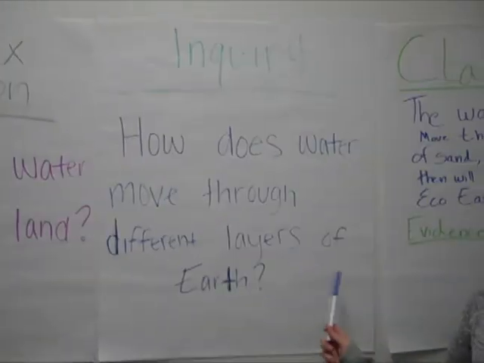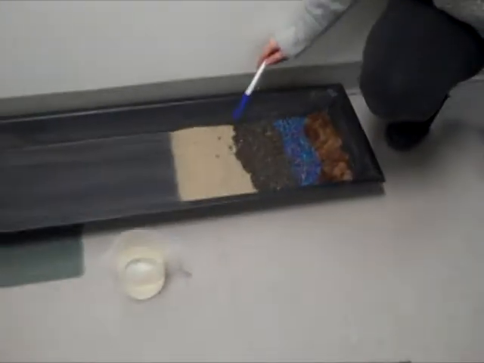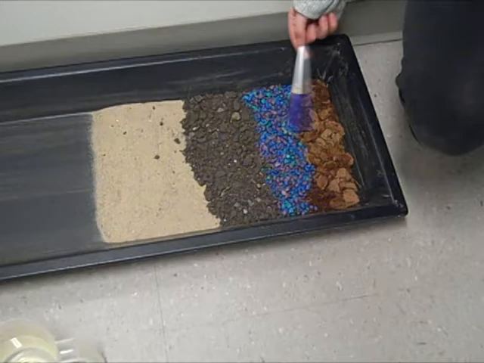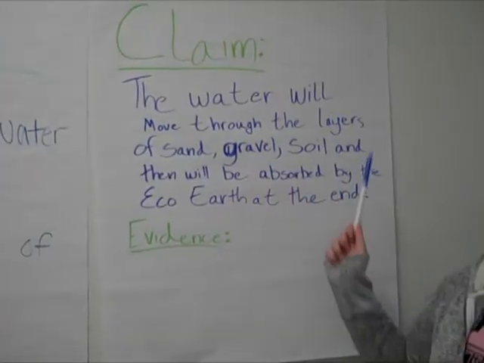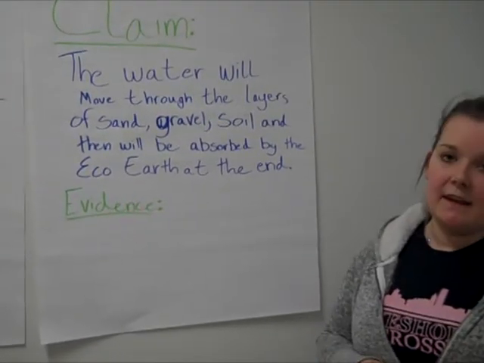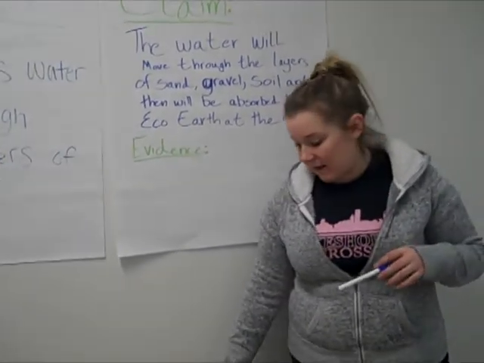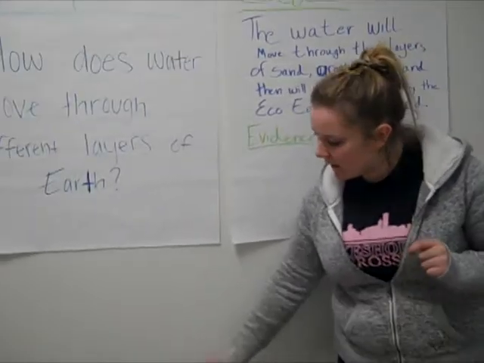Okay, so our second inquiry is how does water move through different layers of earth? The different layers of earth that we have are sand, soil, gravel, and eco-earth. So our claim is the water will move through the layers of sand, gravel, soil, and then will be absorbed by the eco-earth at the end. So it'll flow through the top four layers. Some may be absorbed in some of the layers, but at the end it will all be absorbed by the eco-earth. So we're going to pour the water down the tray and see what happens.